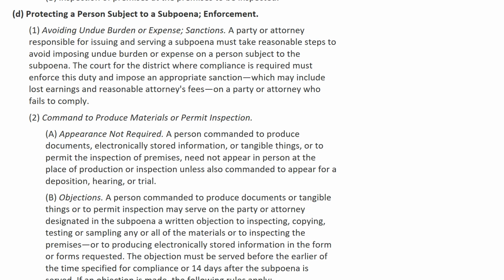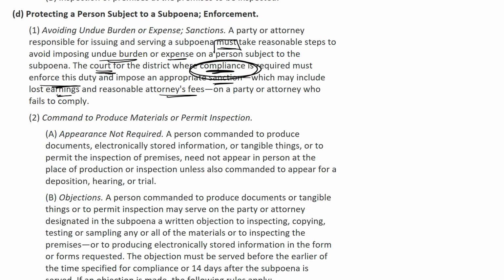A party or attorney issuing the subpoena has to take reasonable steps to avoid undue burden or expense on a person subject to the subpoena, and the court, where compliance is required, must enforce this duty and impose appropriate sanctions, including lost earnings and reasonable attorney fees on the party or attorney who fails to comply. Note this says compliance is required.